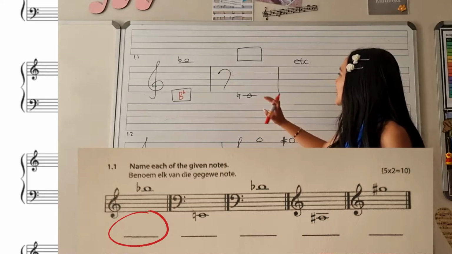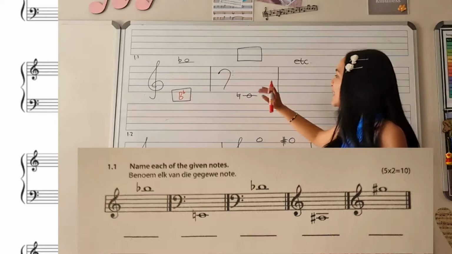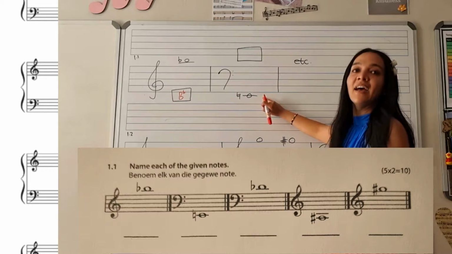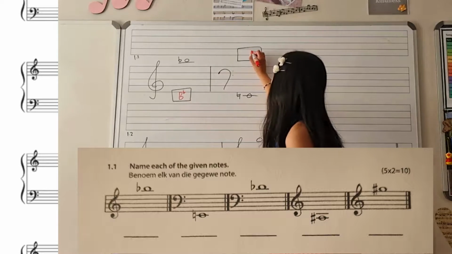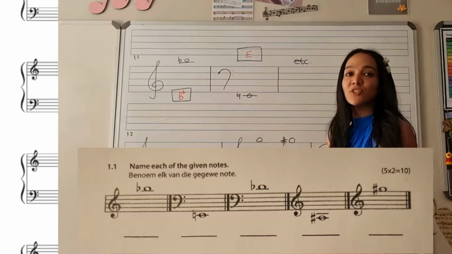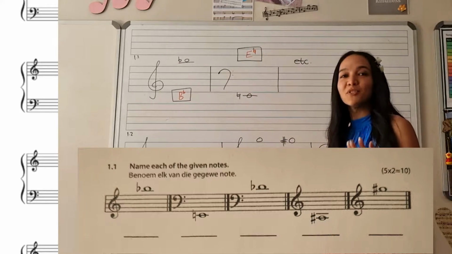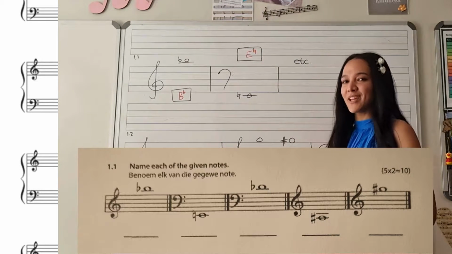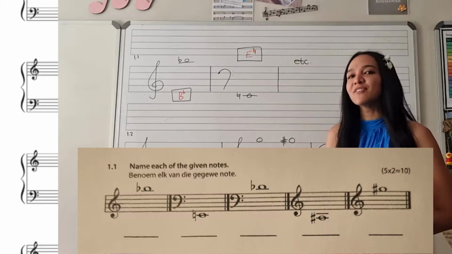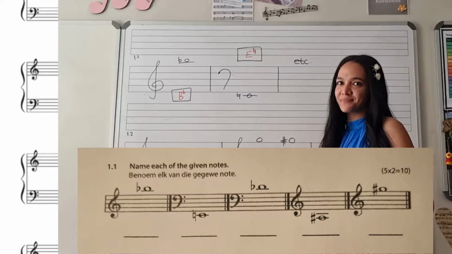Then the next one, it's in bass clef, so I do have to make sure of that. This is an E. Now what you can go ahead and do is write your E, no need for the natural, but if you would like to put your natural sign there, you're more than welcome to, but you will get the 2 marks with or without the natural sign. So you can go ahead and fill in the next 3 as well.